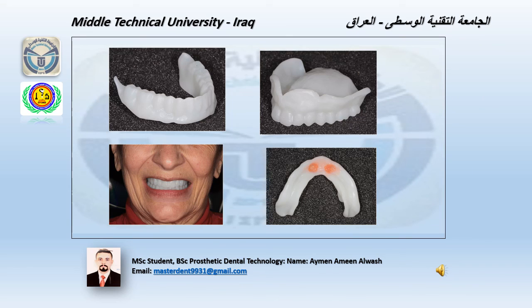Using a milling machine to fabricate the denture base with the prosthetic teeth by using a white PMMA disc to produce the maxillary and mandibular template. The picture at the top left shows the mandibular template, and the picture at the top right shows the maxillary template. This template we will use to try the complete denture inside the patient's mouth.